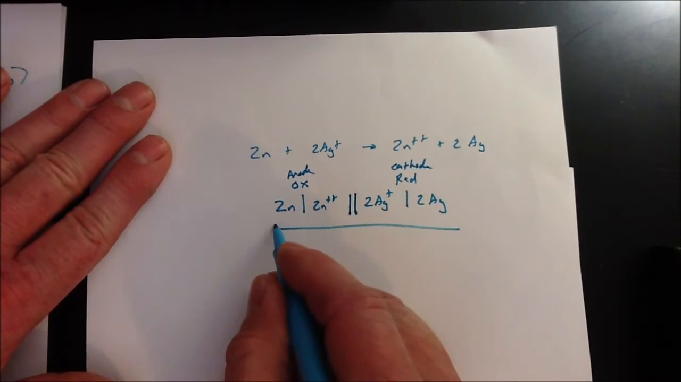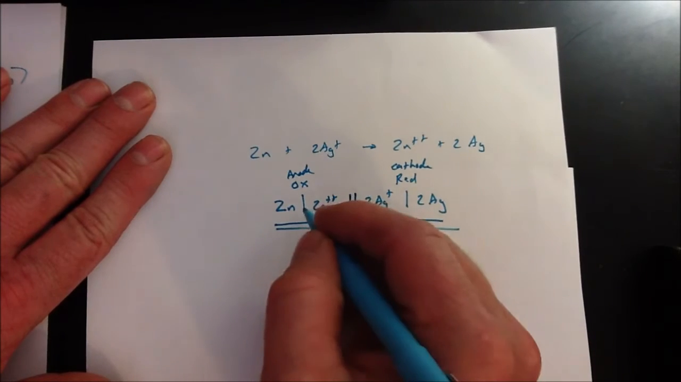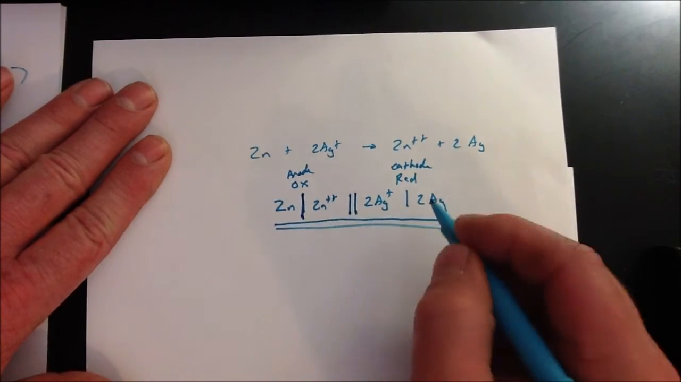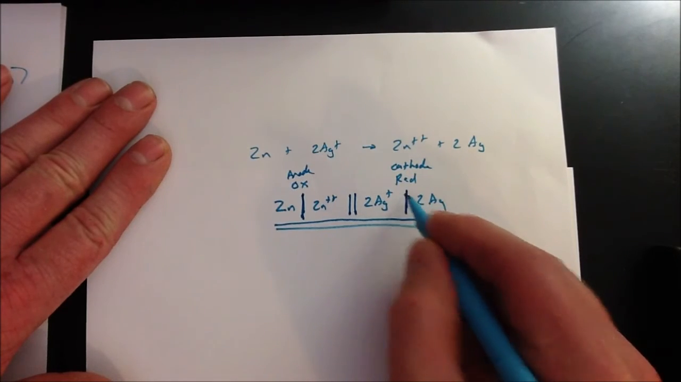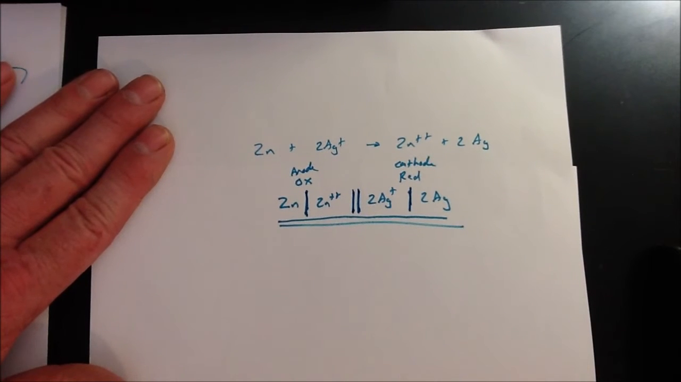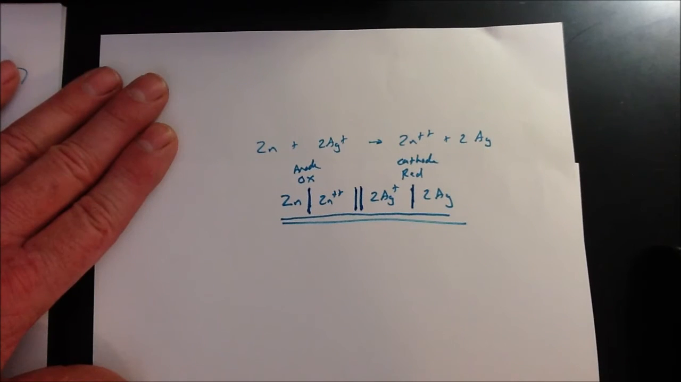So this is called a shorthand representation or a cell representation, and all we're doing is taking what is oxidized, separating it with a single line, taking what is reduced, single line, and then separating the two with double lines in the middle. So that's the shorthand representation of a cell.